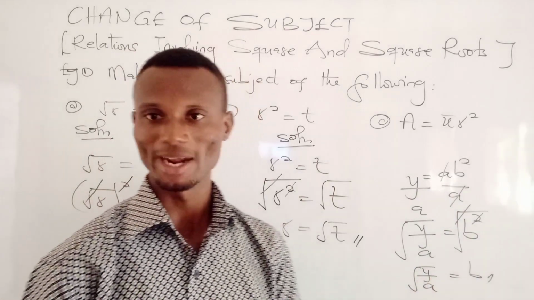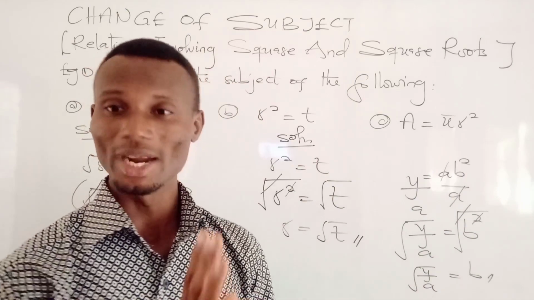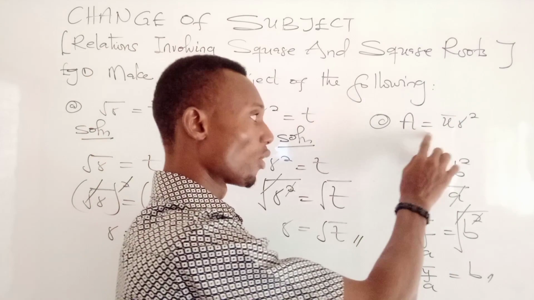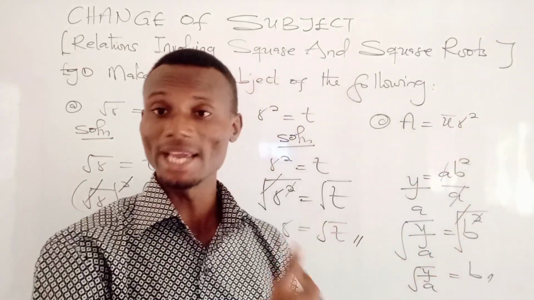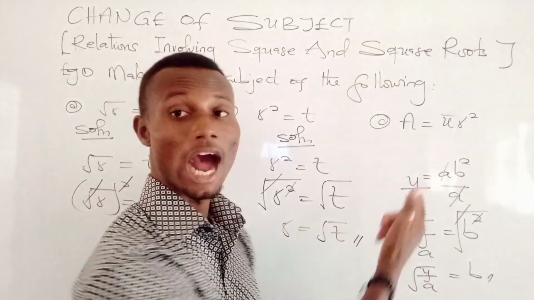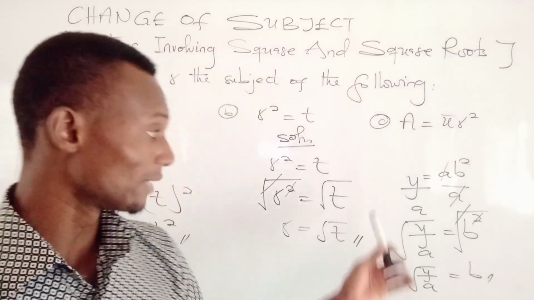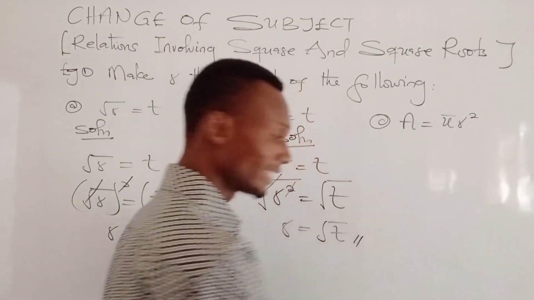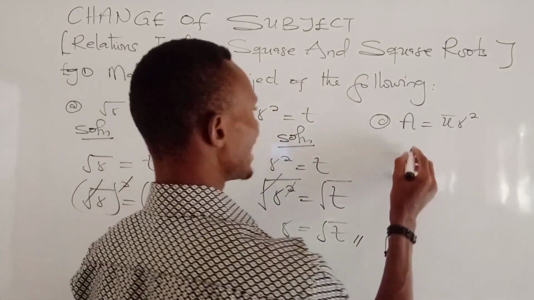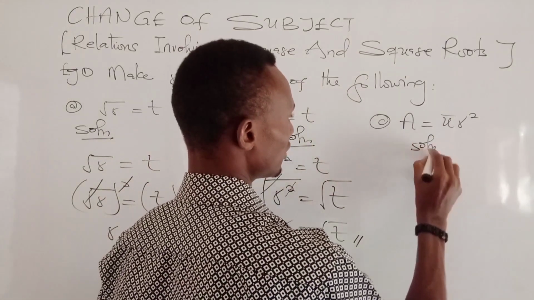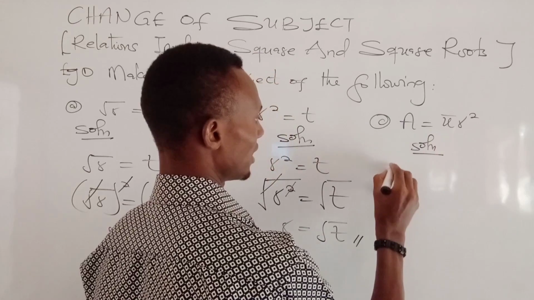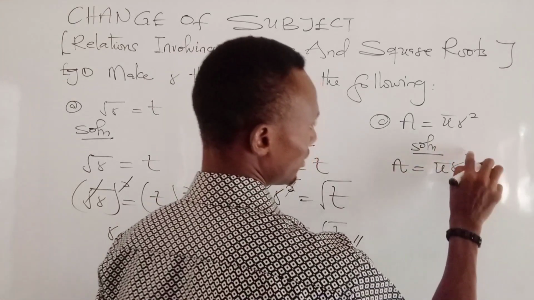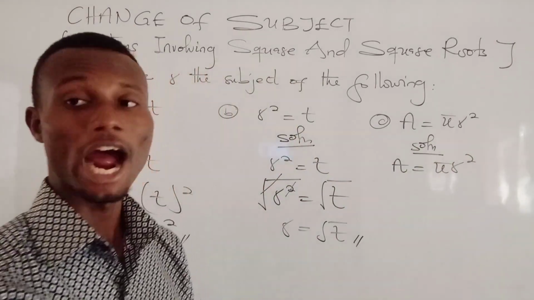I hope the explanation is clear enough. So with that understanding, let's handle the c, which is a equals pi r squared, and we are being asked to make r the subject. I'm going to clean this one from here so that we can do the c. So I'm going to write down my solution. I have a equals pi r squared, and we have to make r the subject.